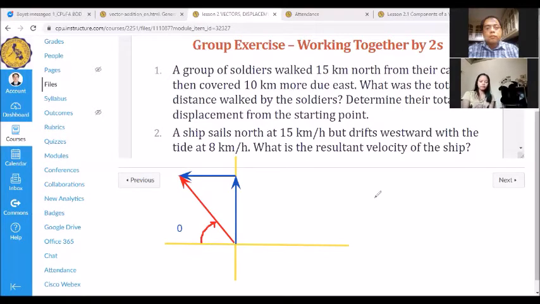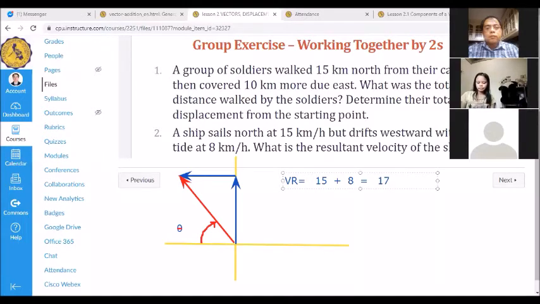So our theta is equivalent to an angle there, and again, what do we call this? VR, resultant velocity. Resultant velocity is 15 squared. And we have a value already. How much is our value there? 17, sir. 17 kilometers per hour, sir. 17.9.